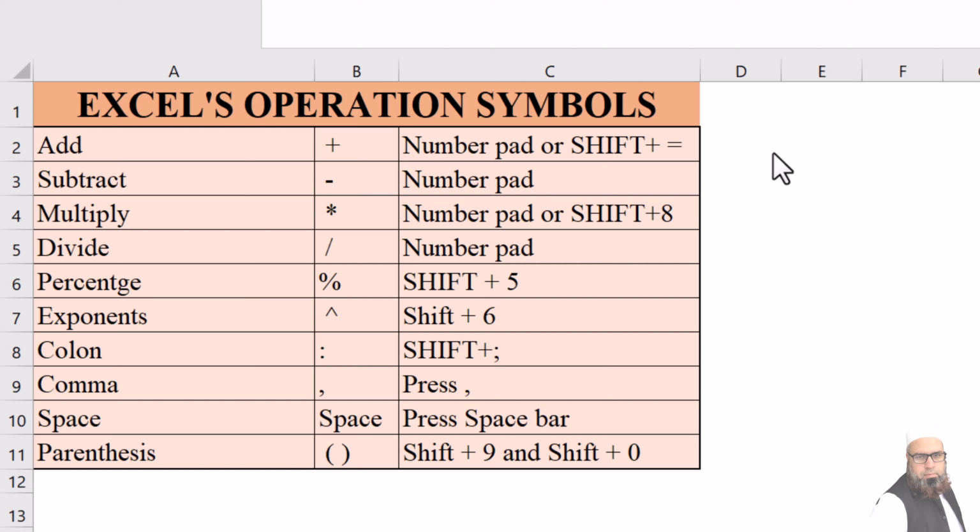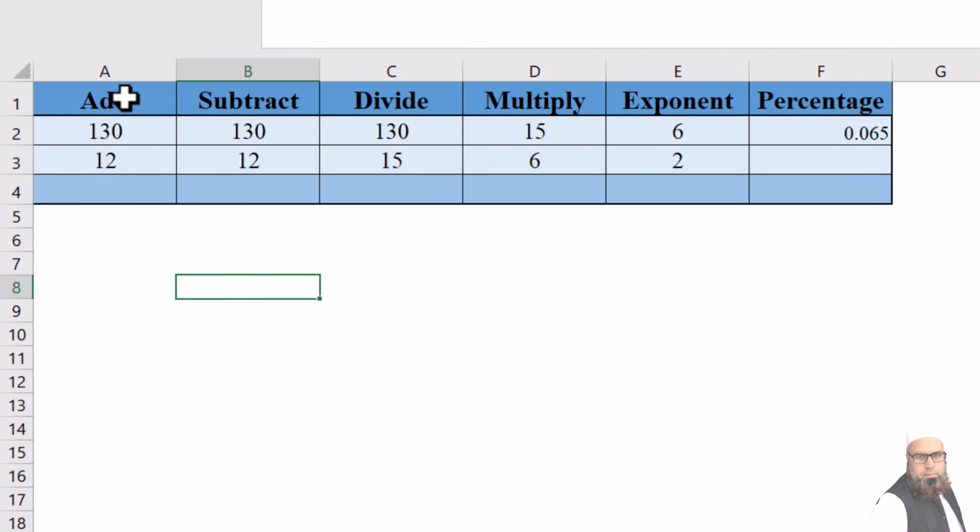Parentheses are also used as Microsoft Excel's operation symbols. Parentheses can be inserted by using shift plus 9 and shift plus 0. Parentheses are most widely used in Microsoft Excel formulas. Now we are going to apply these operations to perform different calculations. For example, we want to add these two values. We can simply press equal to 130 plus 12, enter, and the addition will be performed.